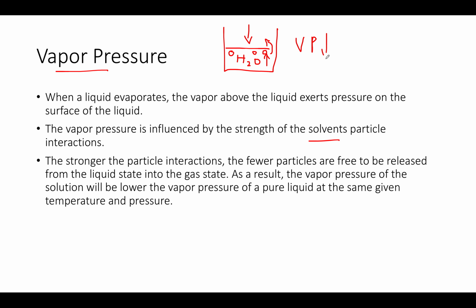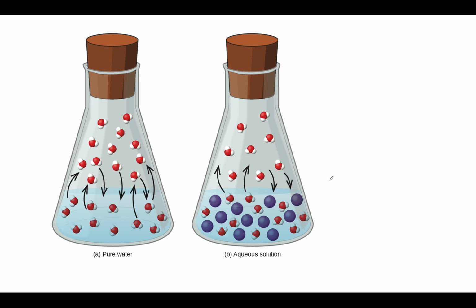But if you have a compound with weaker intermolecular forces, then the molecules are going to be able to escape more quickly, and you're going to get a higher vapor pressure. So stronger intermolecular forces mean you have a lower vapor pressure. Weaker forces, you have a higher vapor pressure because it's easier for the molecules to escape. So that's what this is saying right here. Now, if you add a solute into this liquid, you're actually also going to lower the vapor pressure, and that's demonstrated here.